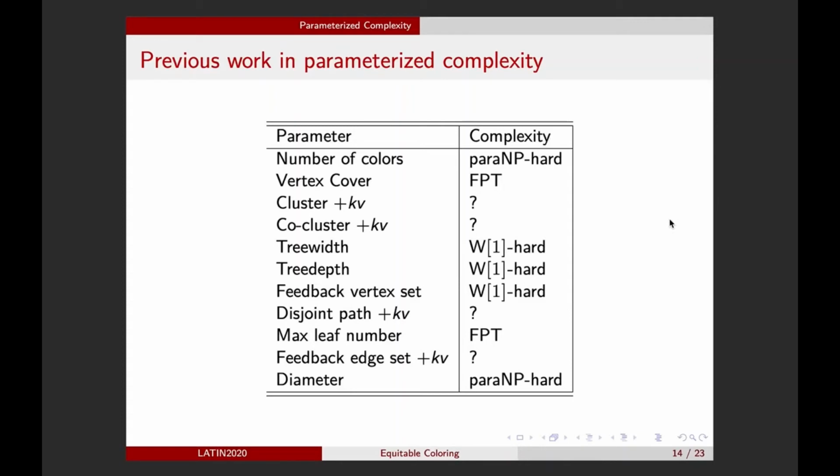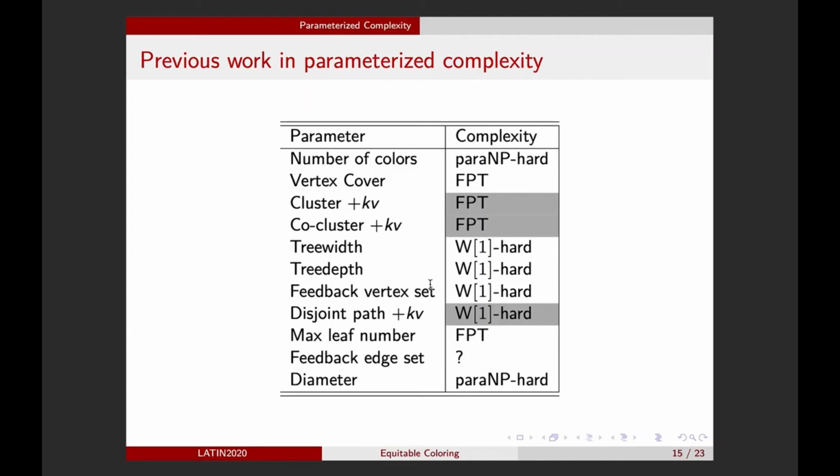Okay, so what parameterizations of equitable coloring have their complexity known? So obviously the number of colors, which is the natural parameter, is going to be para-NP-hard. But we have some positive cases like vertex cover and max leaf number, which yield FPT algorithms. But a bunch of other parameters turn out to yield W1-hard parameterizations, like treewidth and tree depth. And what we did in this work was settle 3 lines of this table. Specifically, we solve cluster and co-cluster plus kv graphs, and we show that disjoint path plus kv is W1-hard.